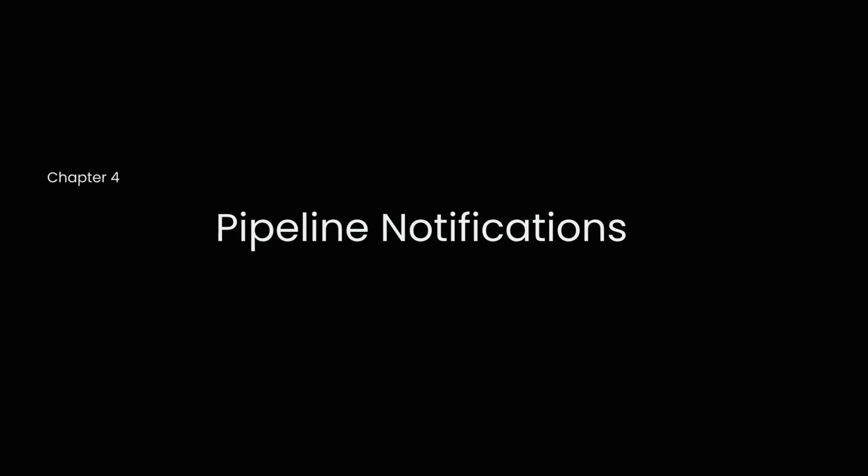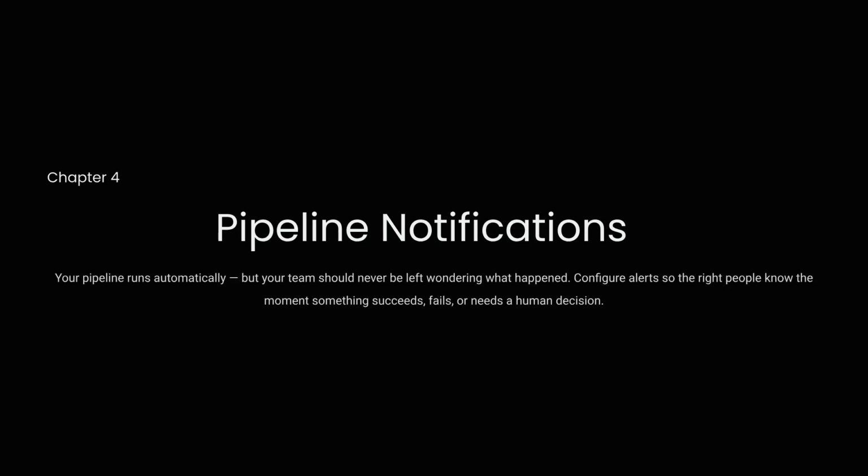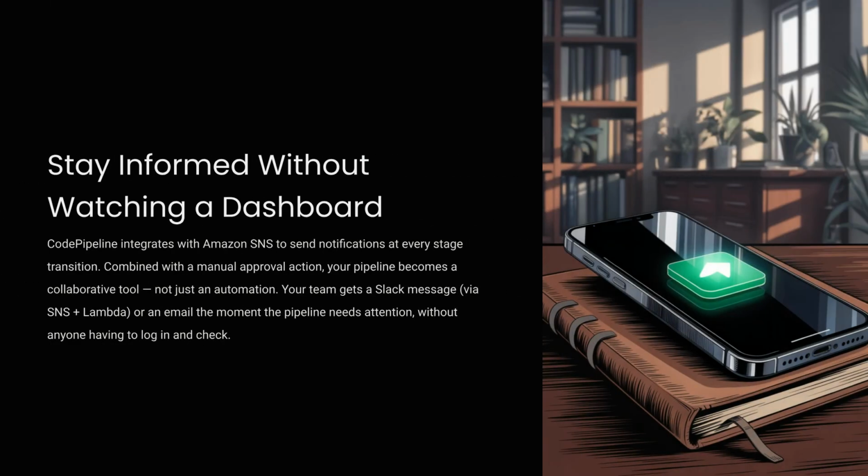Chapter 4 covers pipeline notifications. Your pipeline runs automatically, but your team needs to stay informed. Configure alerts so the right people know the moment something succeeds, fails, or needs a human decision. CodePipeline integrates with Amazon SNS to send notifications at every stage. Combined with a manual approval action, your pipeline becomes a collaborative tool.